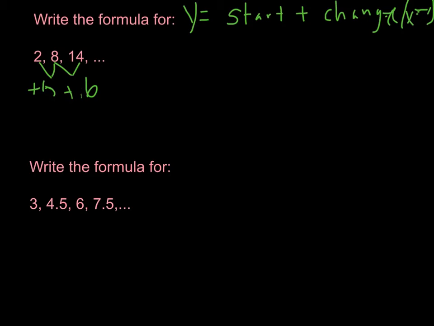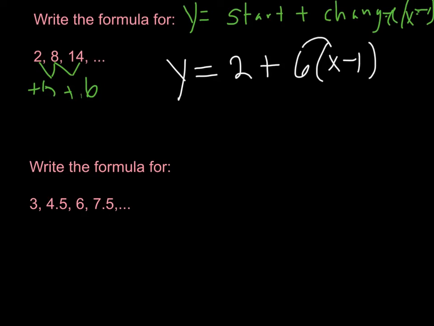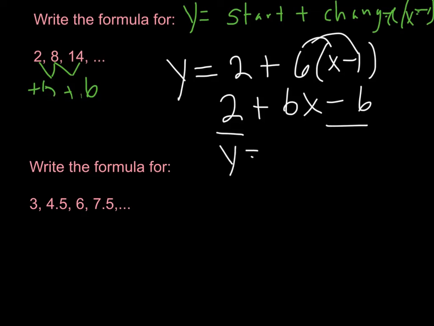So our formula is going to be y equals the starting spot, which is 2, plus the change, which is 6, times x minus 1. And then we would go ahead and distribute the 6. So 2 plus 6x minus 6. 2 minus 6 is -4, so our final would be y equals 6x minus 4.